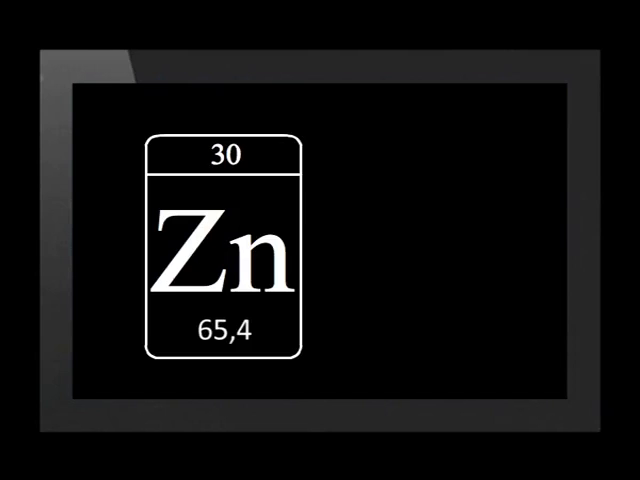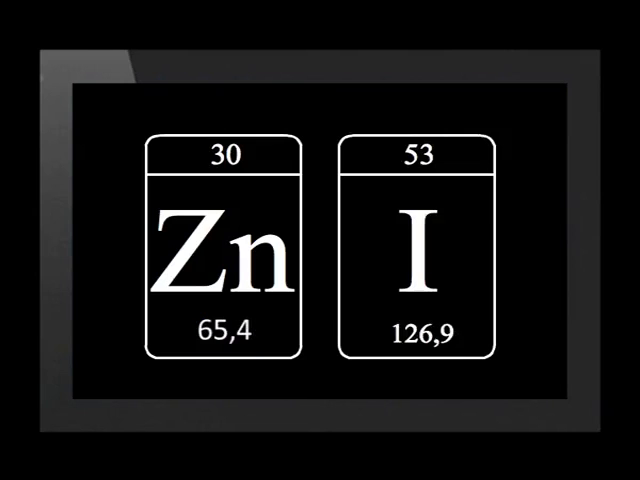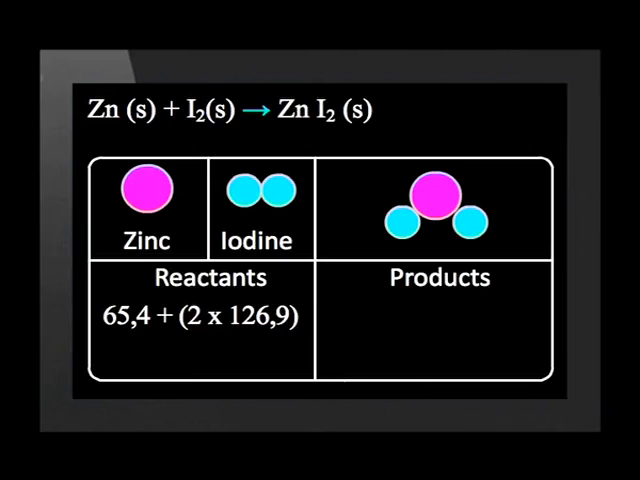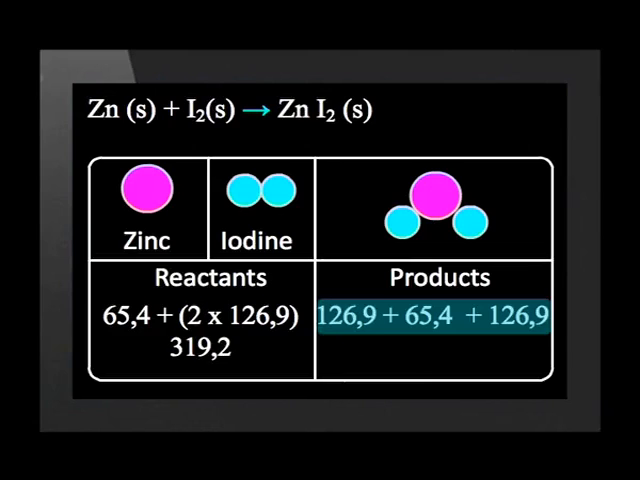Now let's go to the periodic table and look at the relative atomic masses of zinc and iodine. The relative atomic mass of zinc is 65,4 and iodine is 126,9. If we add the mass of the reactant atoms, 65,4 plus 2 times 126,9, the total mass of the reactants is 319,2. Now, if we add the relative atomic masses of each atom found in a particle of zinc iodide, the total mass of the product is also 319,2. Can you see that the mass is conserved during a chemical reaction?